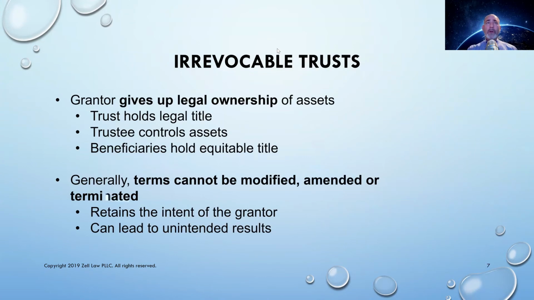In an irrevocable trust, the grantor, the person who creates the trust, gives up legal ownership of the assets that he or she puts into the trust. The trust or the trustee holds legal title to these assets. The trustee controls them for the benefit of the beneficiaries, who are said to hold equitable title. Generally, in an irrevocable trust, the terms cannot be modified, amended, or terminated, so that it retains the intent of the grantor when he or she contributed the assets to the trust. If it cannot be changed, in some cases it may lead to unintended results.